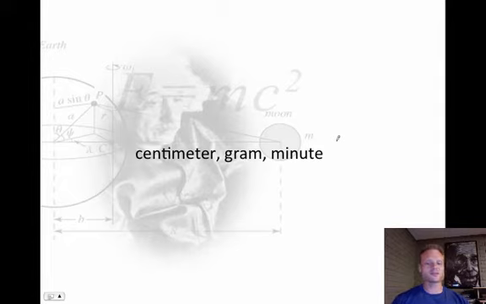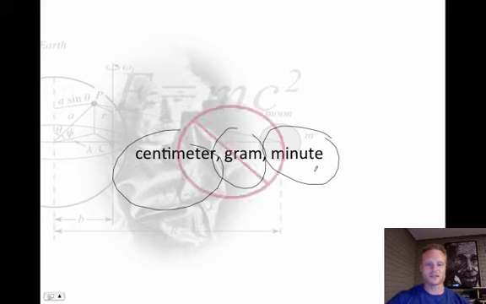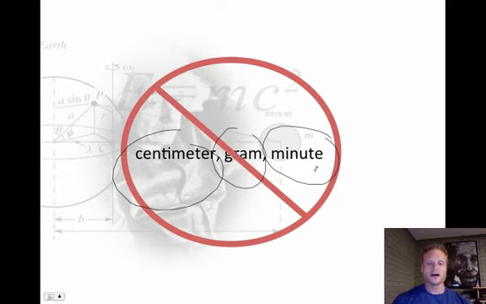So centimeters, grams, minutes, those are all great, but you're going to need to convert those units to the standard metric units. So a centimeter should really be turned into a meter, a gram should be turned into a kilogram, and a minute should be converted into seconds. So you won't be using those in this class. You have to convert them to the standard units.